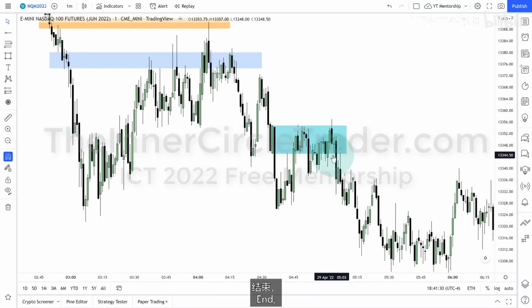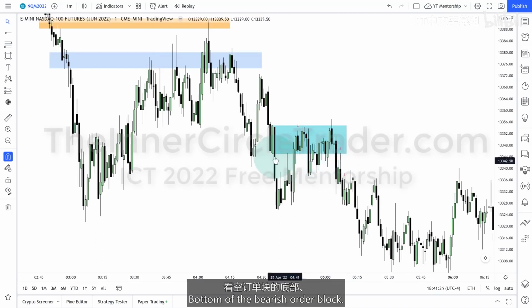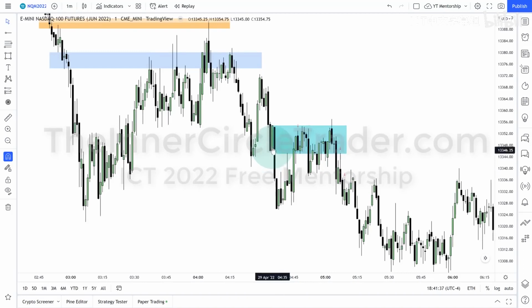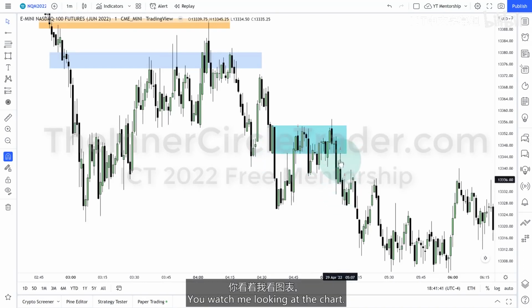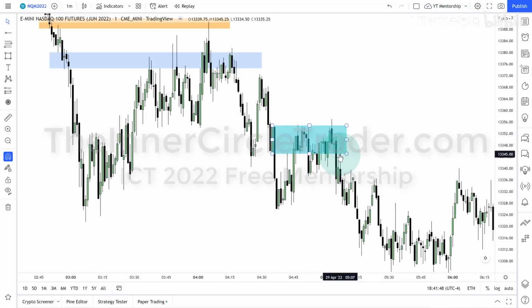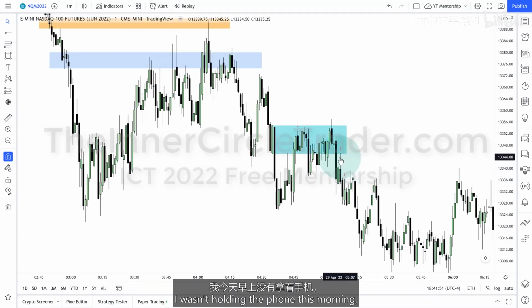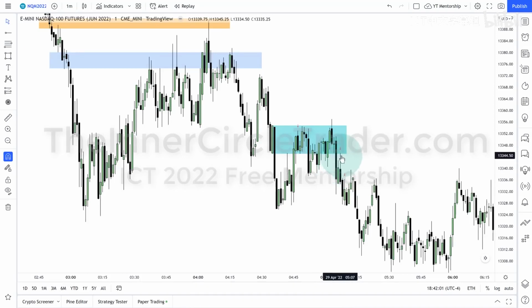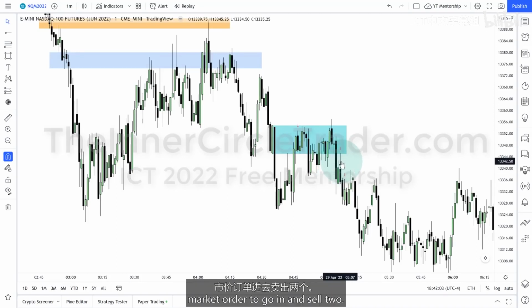The fair value gap. And look closely, the bottom of the bearish order block. See that? Bam, hits it. You watch me looking at the chart, it's there, and then I'm entering on that candle. I wasn't looking at the screen at the second it happened, because this is a 1 minute chart and I was doing something else. When I looked back at the screen, I saw it went up there and hit it. And after it filled it, I put my market order in to sell 2.